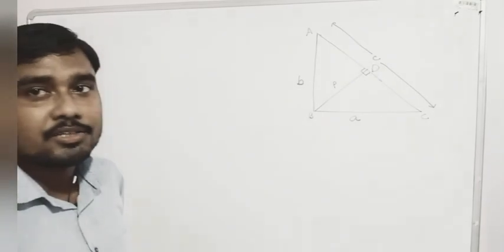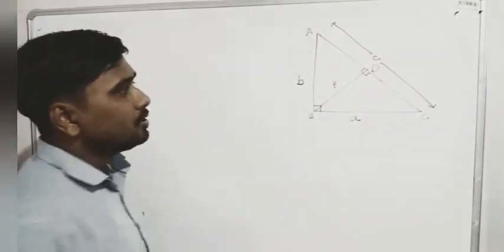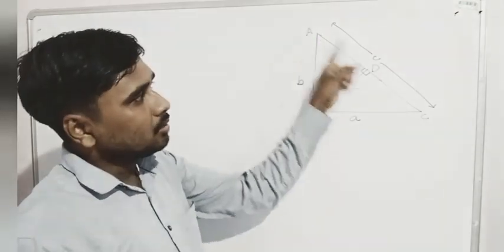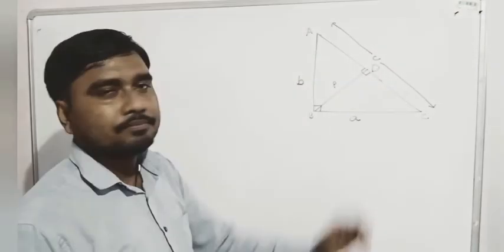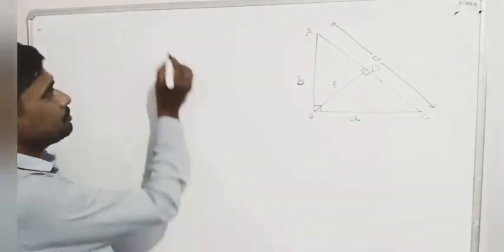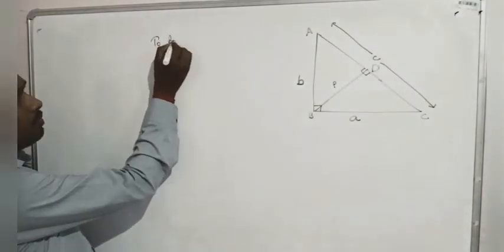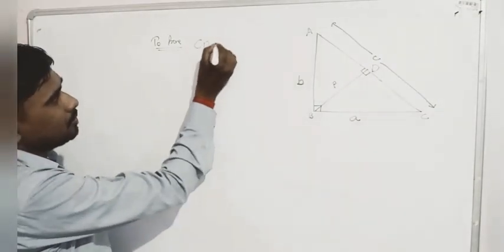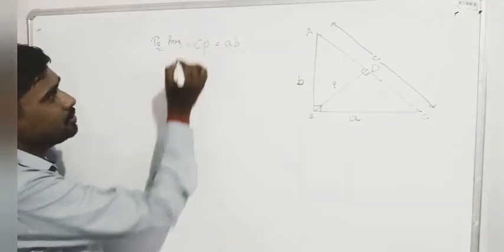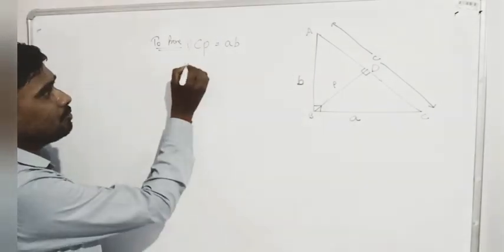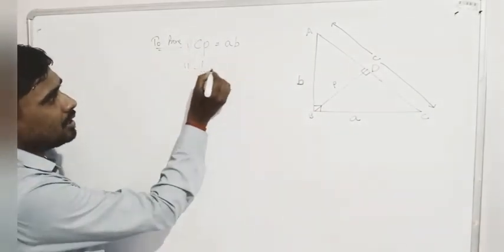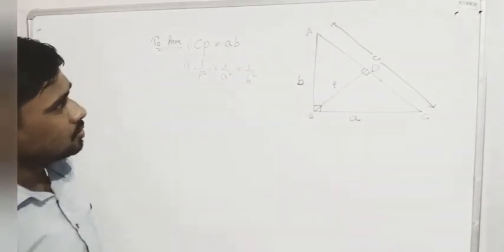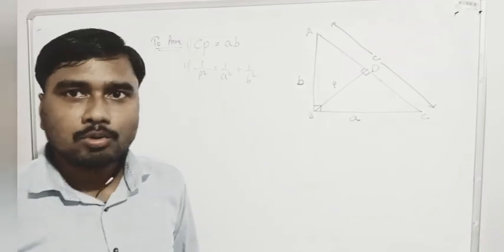So this is a right angle triangle ABC in which this side is given A, this side is given B, and the whole part AC is given C. And what you have to prove? That CP is equal to AB. This is the first thing you have to prove. And second you have to prove 1 by P square is equal to 1 by A square plus 1 by B square. These are the 2 things we have to prove.